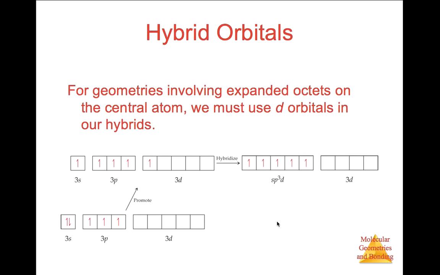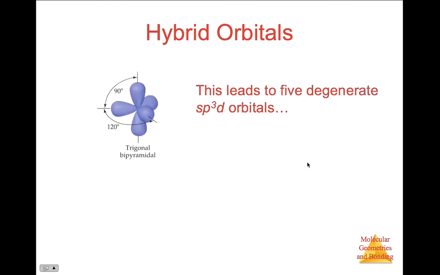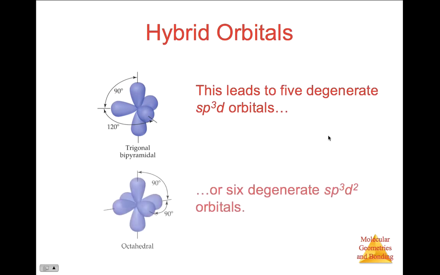For geometries involving expanded octets in the central atom, we must use d orbitals in our hybrids. So you can see here s, p, and one d. These would be elements that are in the 3rd period or below, and now we would say that this is sp3d hybridized. Notice it can form 1, 2, 3, 4, 5 bonds, and that's exactly what it does. It leads to five degenerate sp3d orbitals.